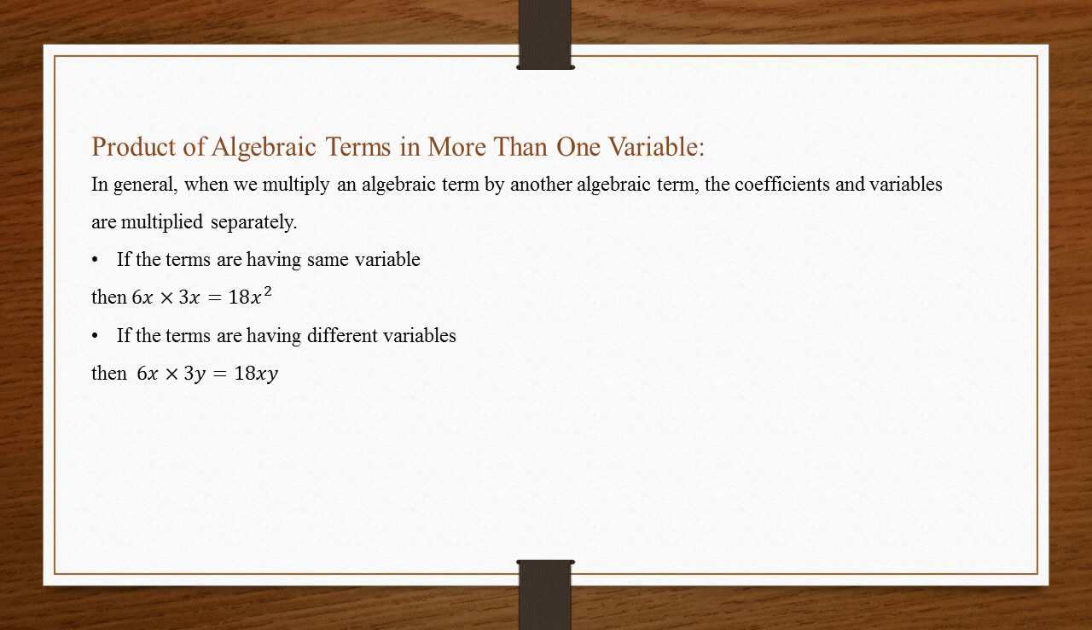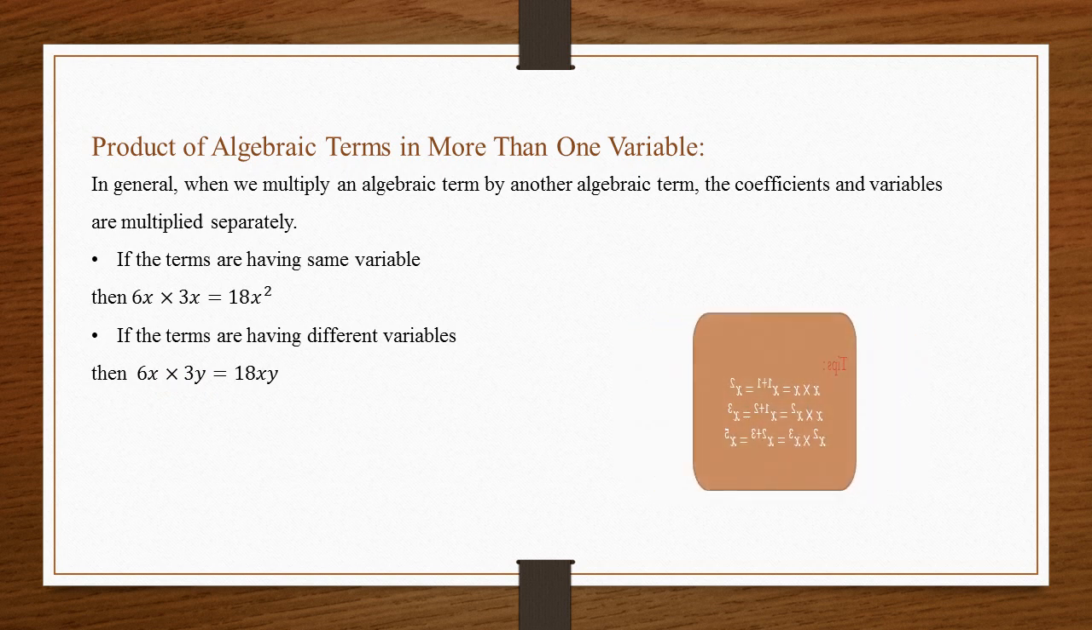In general, when we multiply an algebraic term by another algebraic term, the coefficients and variables are multiplied separately. We multiply coefficients with coefficients. Here 6 is the coefficient, 3 is the coefficient, so 6 threes are 18, and variable is multiplied with variable, x into x will be x square. And if they have different variables, like here x and y, the same method is applied: coefficient with coefficient and variable with variable.